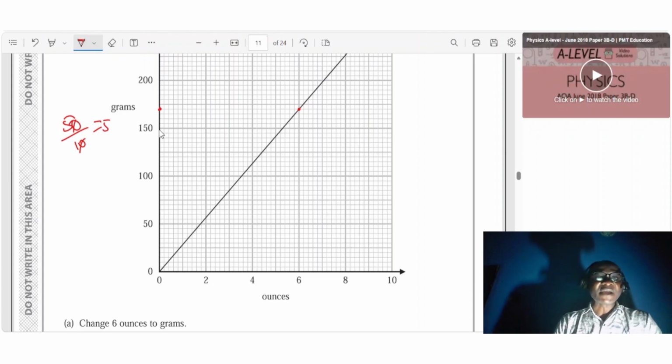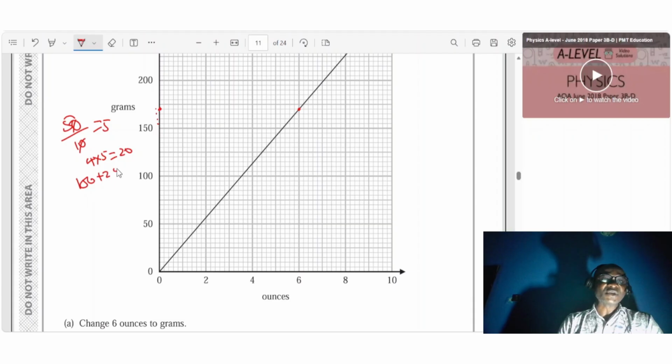So you count from here, from 150, I count 1, 2, 3, 4. 4 lines. So 4 times 5. That is 4 lines times 5. Each one line is 5. That will give us 20. Now do 150 plus the extra 20, that will give us 170 grams. So the answer there, at this point, is 170 grams. Do you understand? Yeah. 170 grams. That is the answer. So 6 ounces is equivalent to 170 grams.